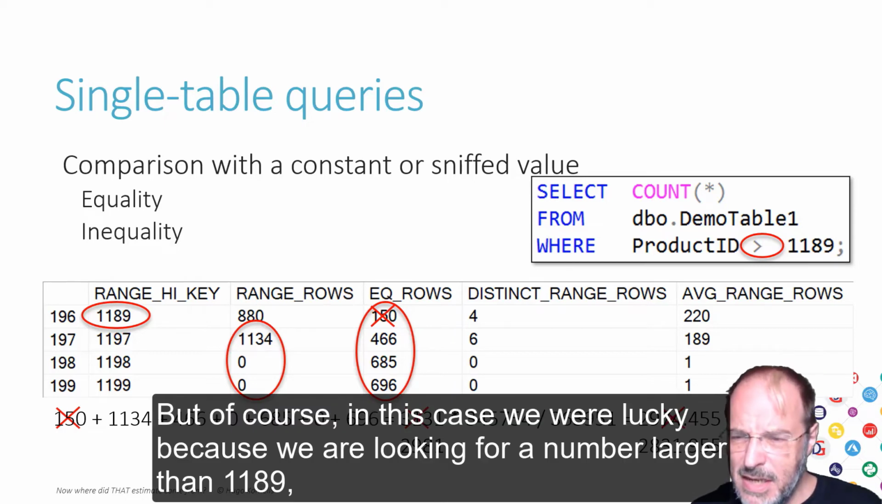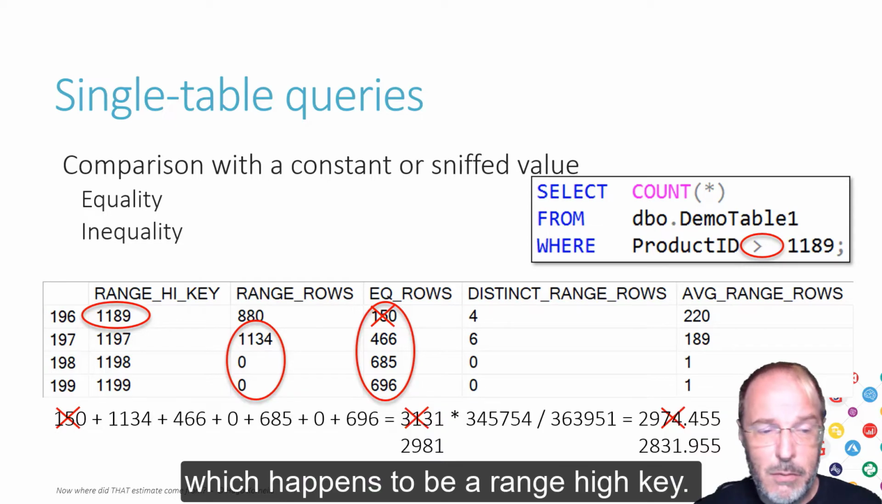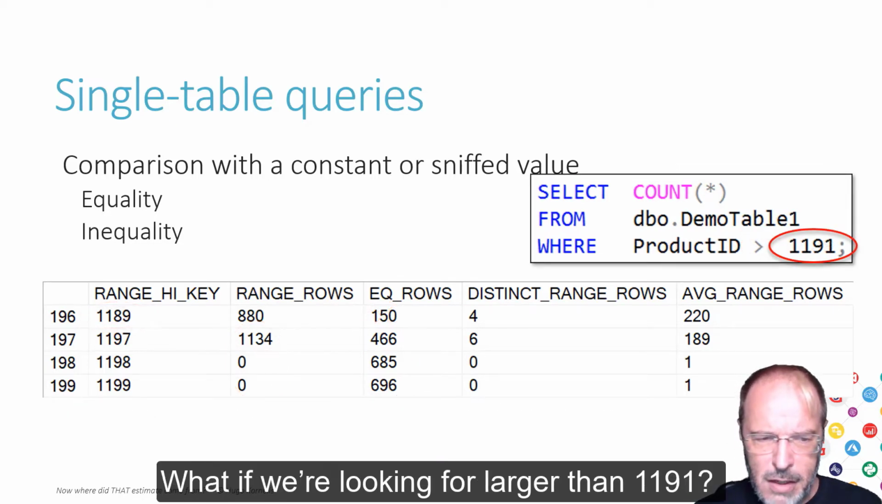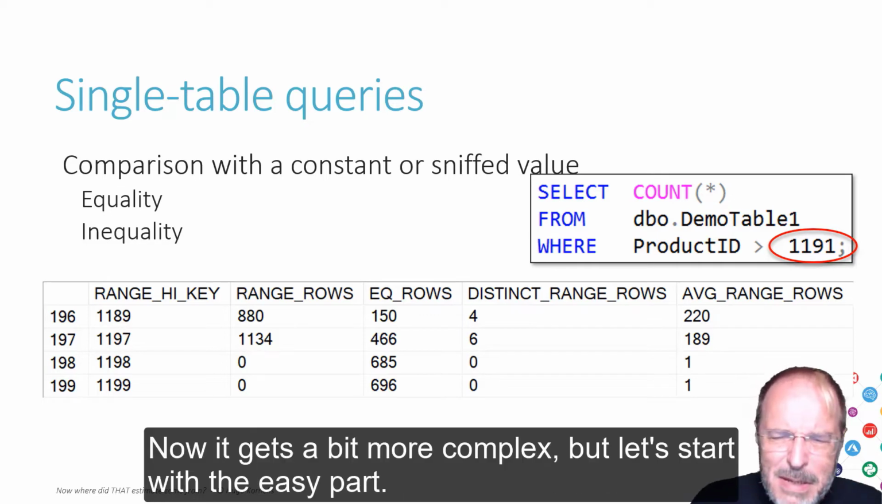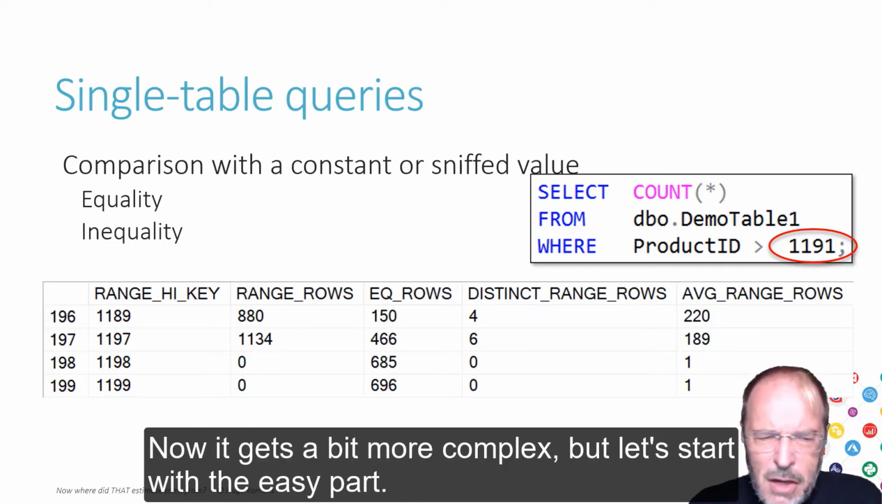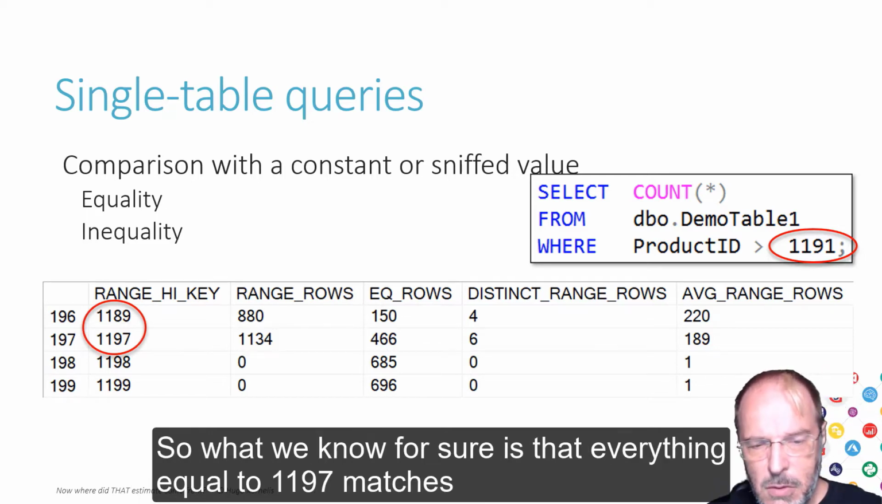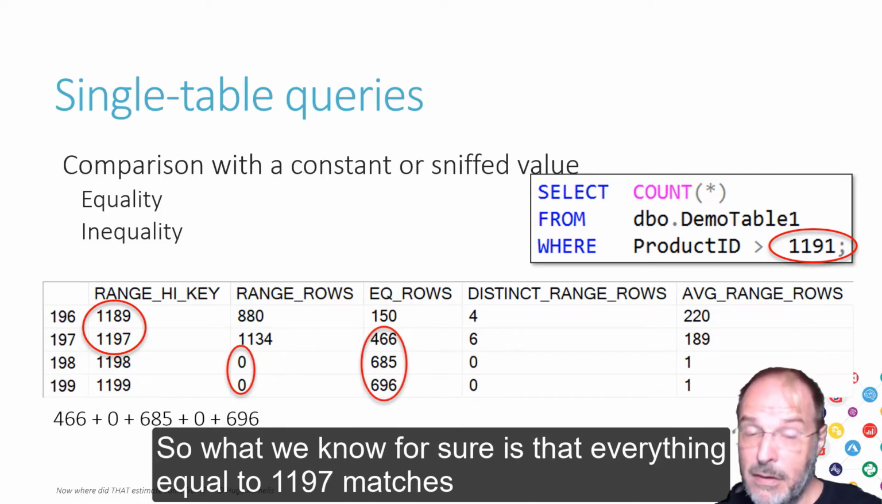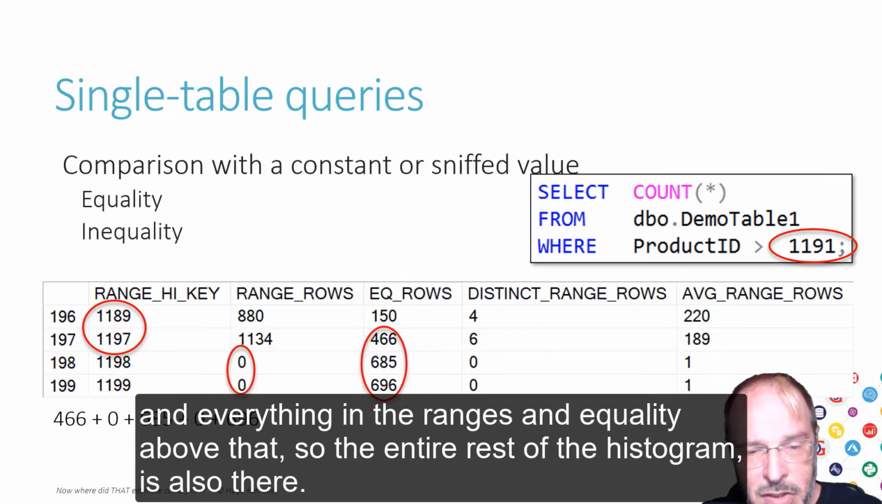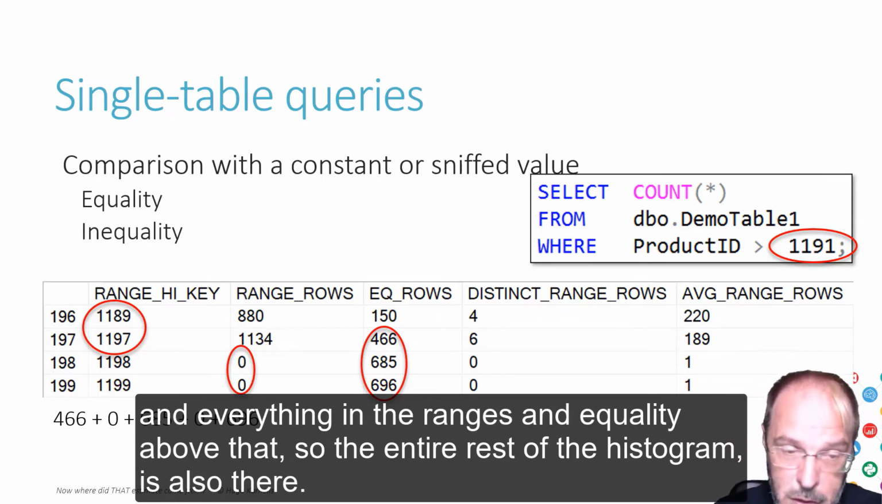But of course, in this case, we were lucky because we are looking for a number larger than 1189, which happens to be a range high key. What if we're looking for larger than 1191? Now it gets a bit more complex, but let's start with the easy part. We are somewhere in the range between 1197 and 1189. So what we know for sure is that everything equal to 1197 matches, and everything in the ranges and equality above that, so the entire rest of the histogram, is also there.